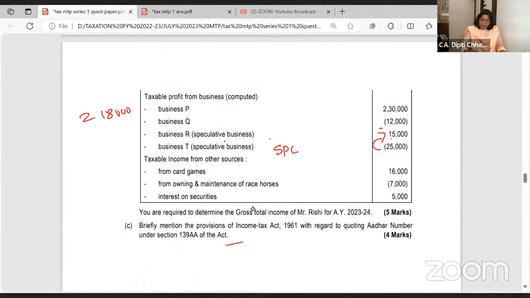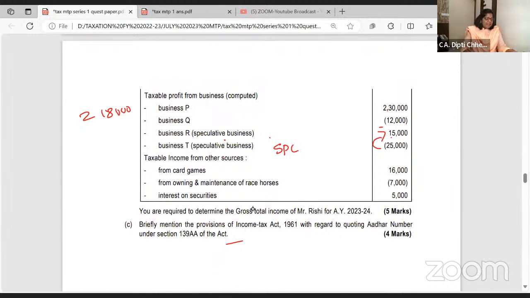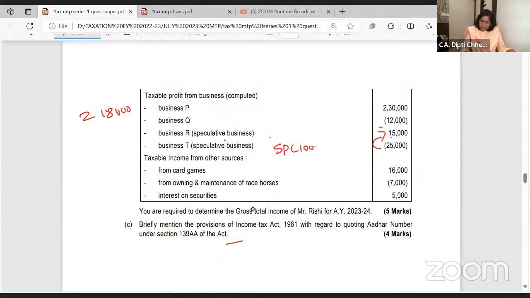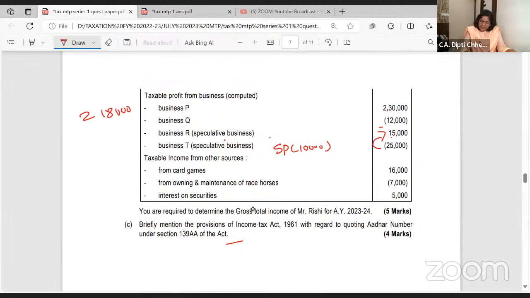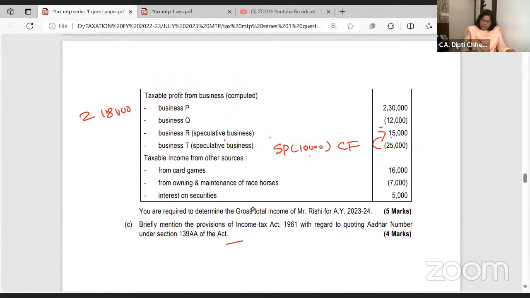Salary clear hai, house property clear hai, haan. Ab speculative isme loss aa raha hai 10,000. Can I set off speculative loss in my normal income? Answer is no. To isko carry forward karo. There also you write and last again also you write.